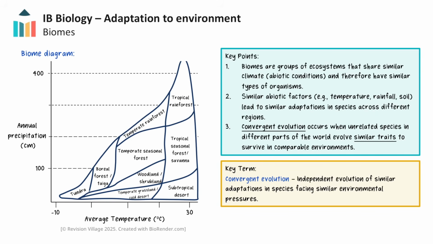To summarize, biomes are global-scale regions defined by climate, vegetation, and adapted organisms. Similar abiotic conditions produce similar ecological adaptations. And convergent evolution explains why species in different biomes can look and behave alike, even though they're unrelated.